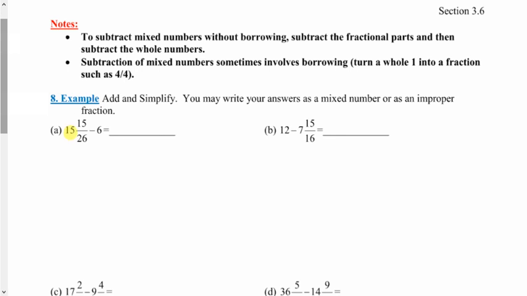Okay, so I have 15 minus 6, so we'll do the whole minus whole, and so that's just 15 minus 6. There it is. So now that part's 9, and then 15/26 minus nothing, because there is no fractional part here. This is just a whole number. There's no fractional part. So 15/26 minus 0 is still 15/26. So our answer to this is 9 and 15/26. That's not so bad.